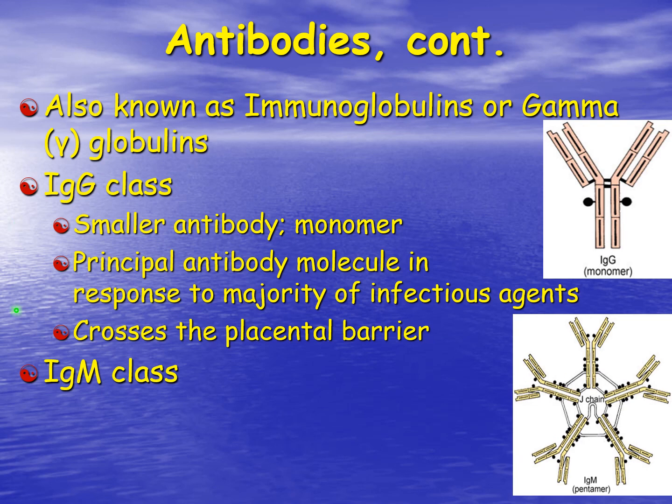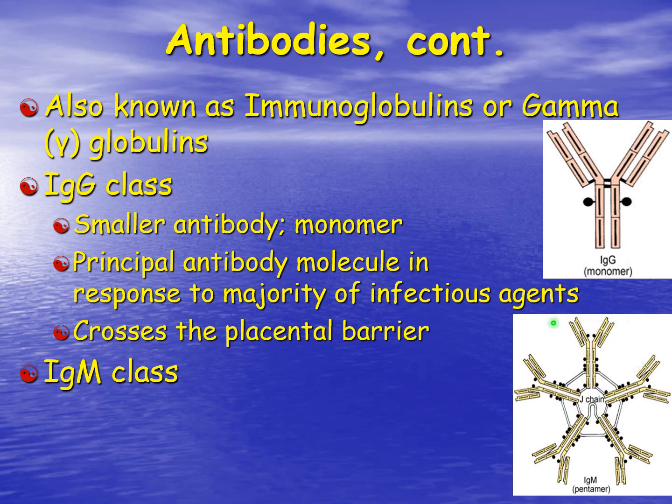Now the IgM class, this is the largest in size of our antibodies. There are actually 5 antibodies, and so this exists as what we call a pentamer, and they're held together by something known as a J chain.